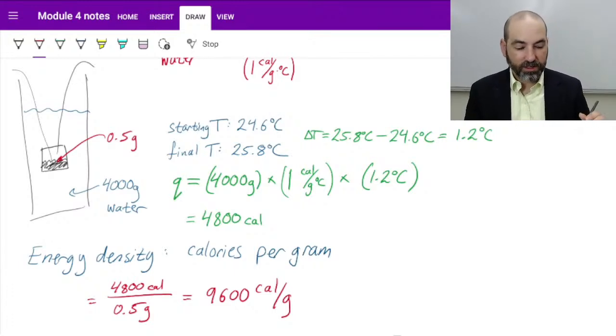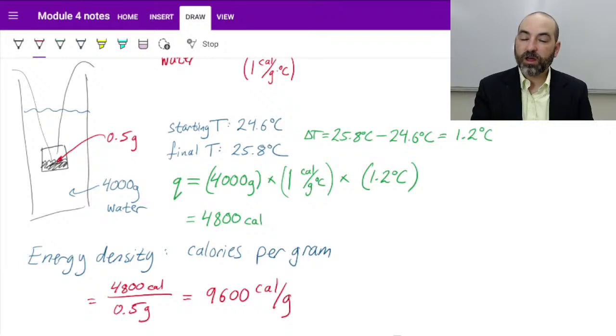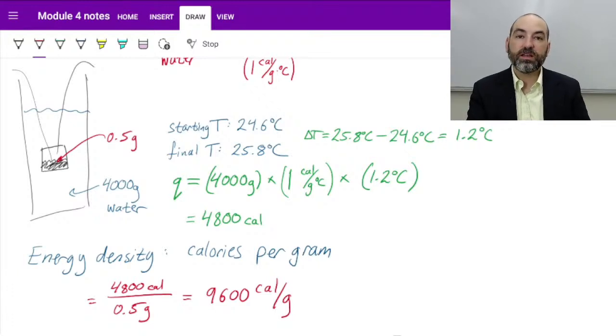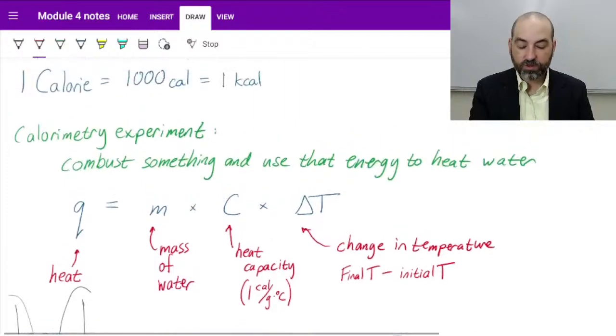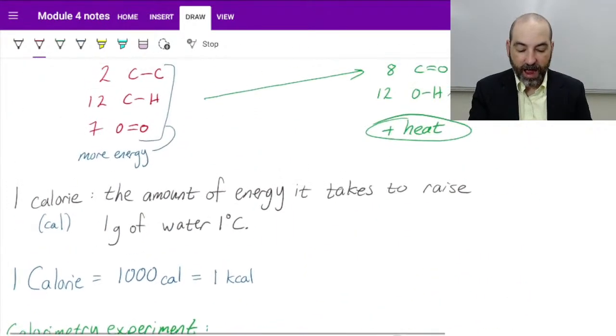So when we do the real calculation for the biodiesel, we have to take that into account, and we have to add an additional term for the calorimeter. We have to know how much energy went to heating the calorimeter, and then we have to add that to the amount that went to heating the water. So we'll get into that tomorrow when we go through the actual numbers, but this is the basics of just what calorimetry is and how it works.